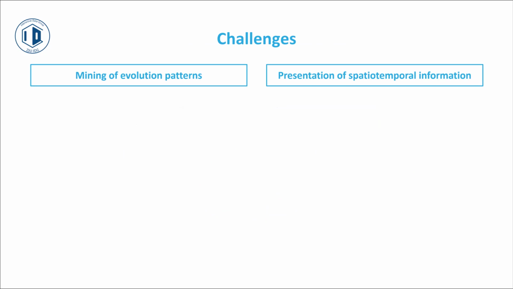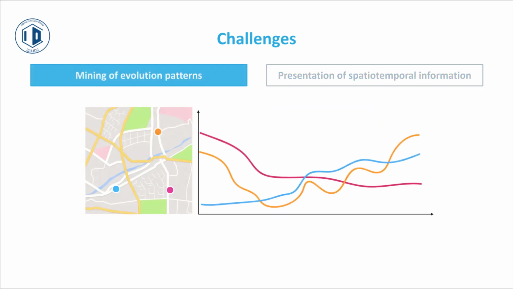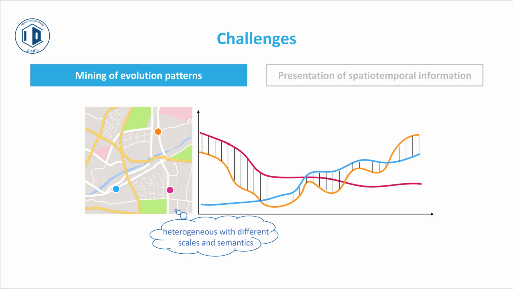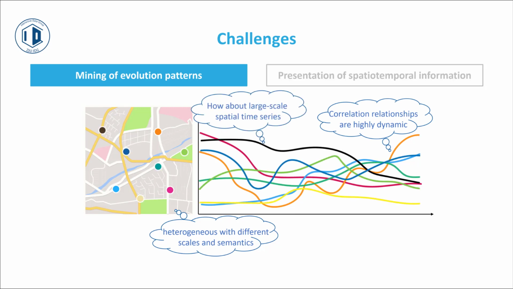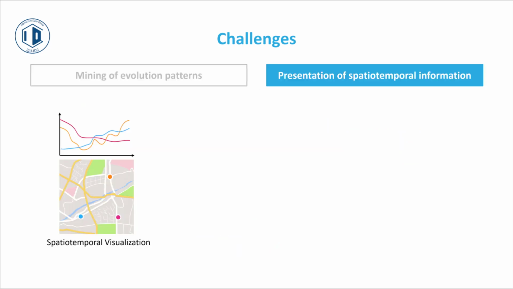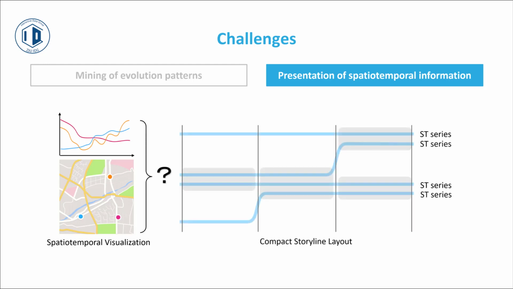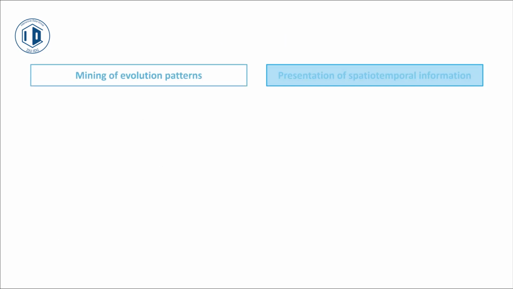However, two challenges must be addressed to apply the storyline technique to visualize large-scale ST series. First, mining evolution patterns is non-trivial. The temporal trends and spatial context are heterogeneous, with different scales and semantics. Moreover, the correlation relationships between two series are highly dynamic. Mining the patterns where multiple series should have many such relations with each other is rather difficult. Second, popular temporal visualizations and spatial visualizations are difficult to integrate into the already compactly laid-out storyline.